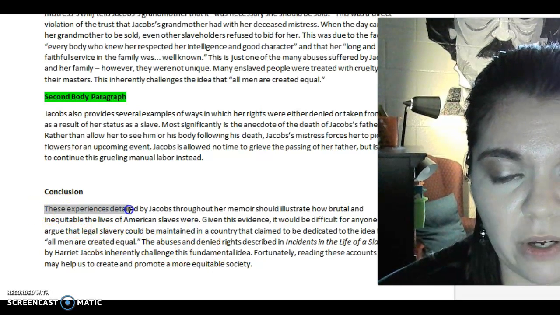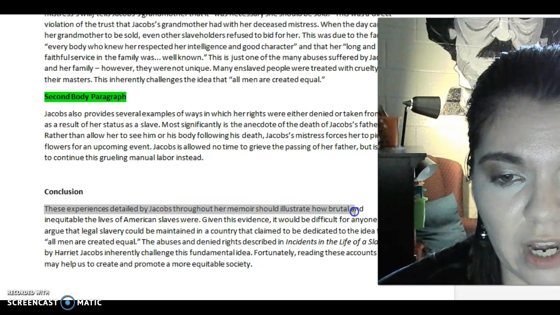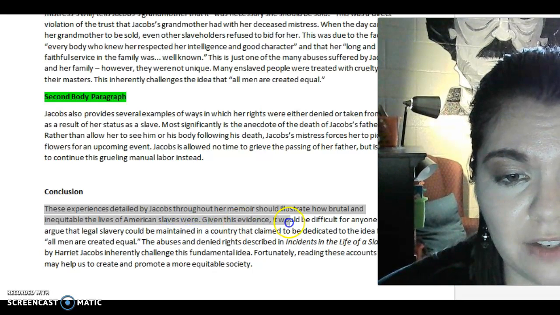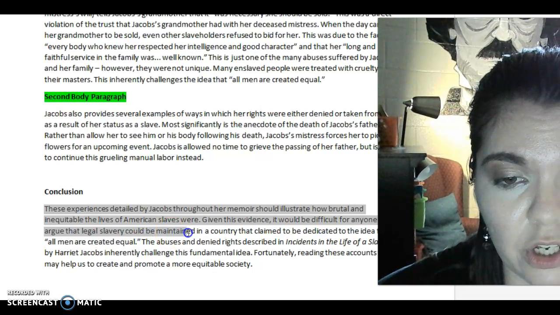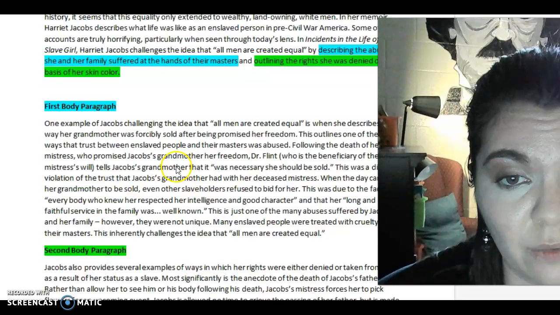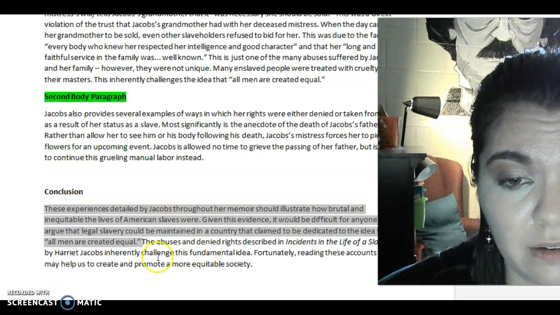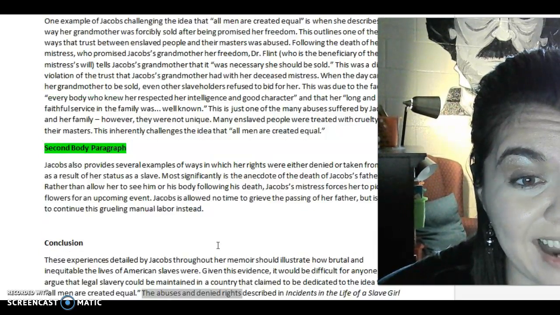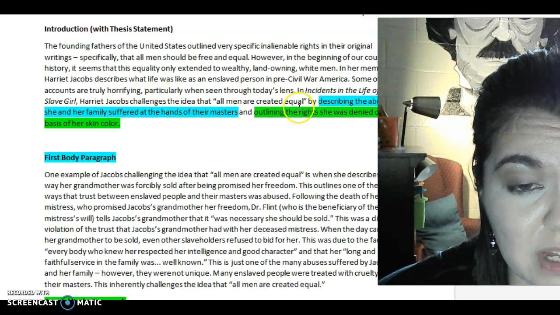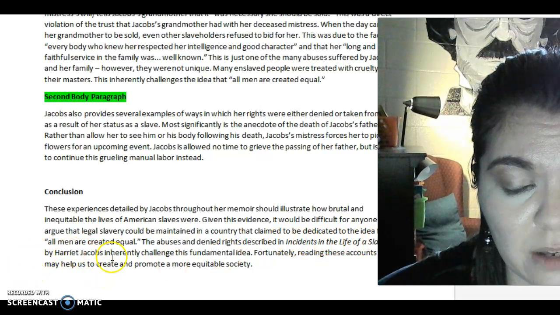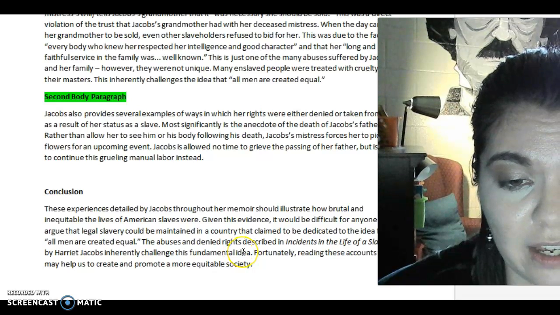It says, these experiences detailed by Jacobs throughout her memoir should illustrate how brutal and inequitable, or unequal, the lives of American slaves were. Given this evidence, it would be difficult for anyone to argue that legal slavery could be maintained in a country that claimed to be dedicated to the idea that all men are created equal. Here is a direct connection back to the original thesis statement. It goes on. The abuses and denied rights, this is an exact quote from the thesis statement, the abuses and the rights denied, described in the Incidents of a Slave Girl by Harriet Jacobs, inherently challenge this fundamental idea.